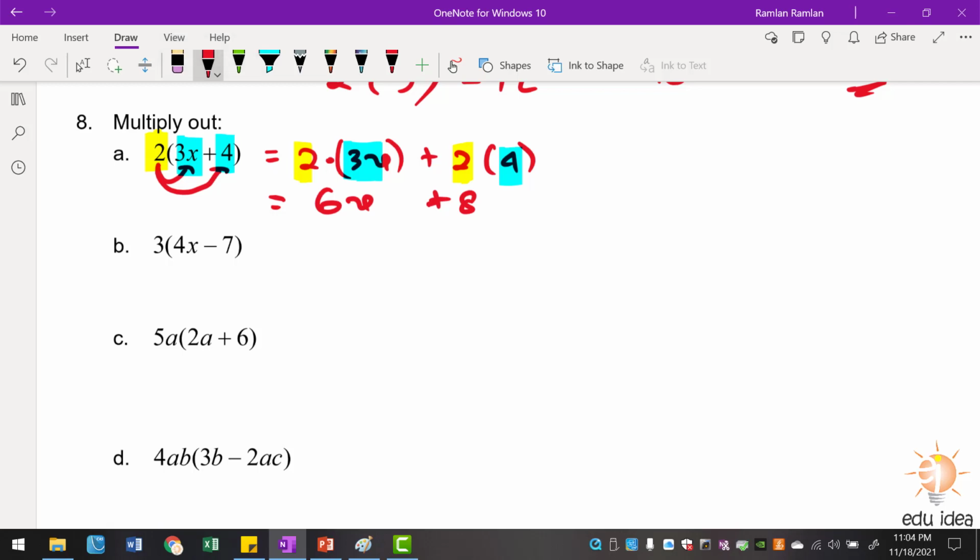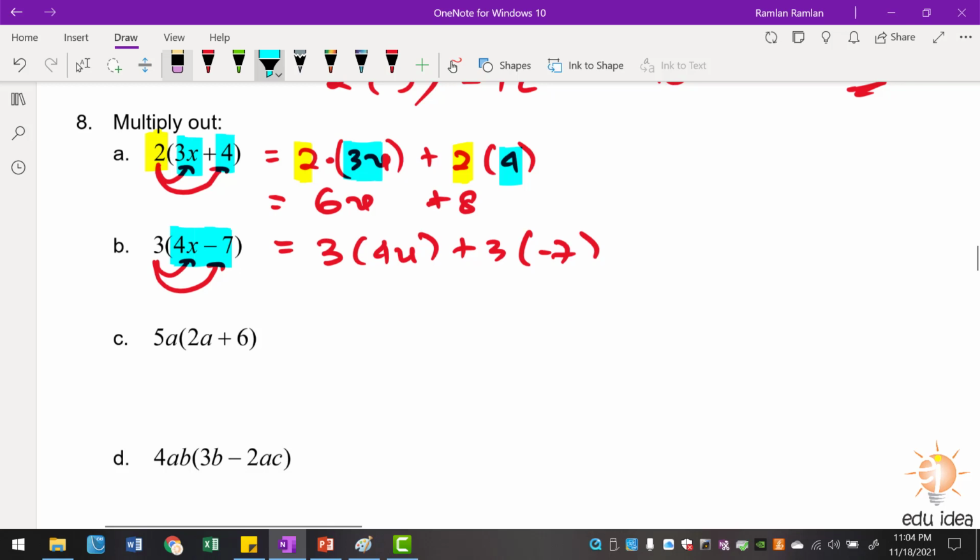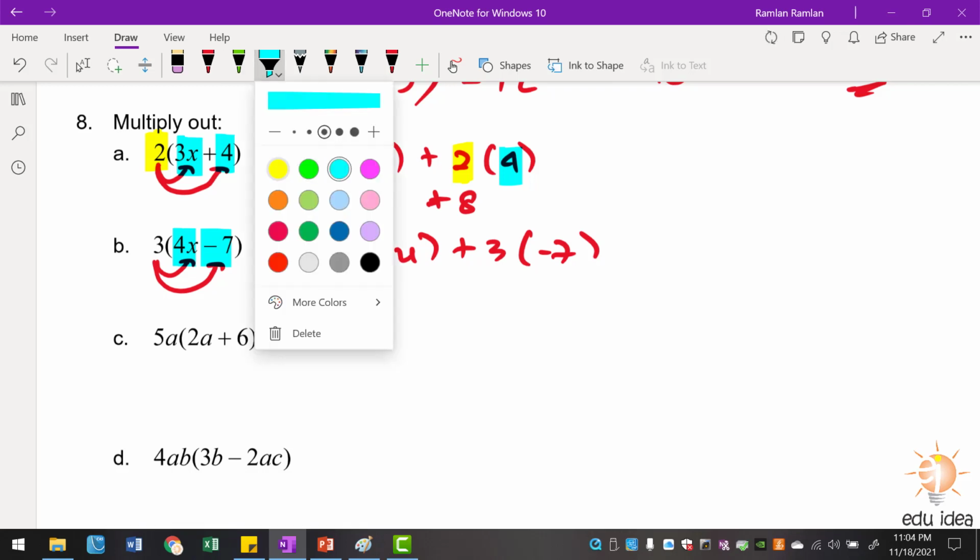Okay, so the same thing with the next question. We only need to multiply that 3 with both of these terms. So I will get 3 multiplied by 4x, and then plus 3 times minus 7. Again, it's the same thing as number 8a. So this is the 4x and minus 7. Remember that that minus will be very crucial.